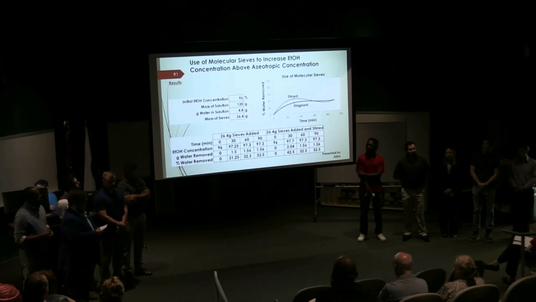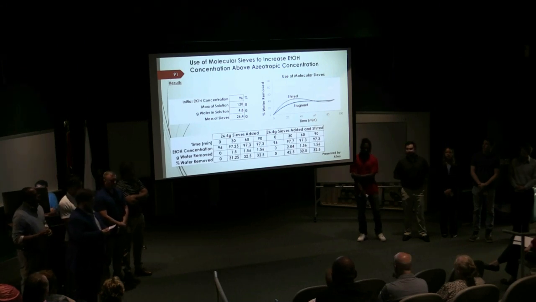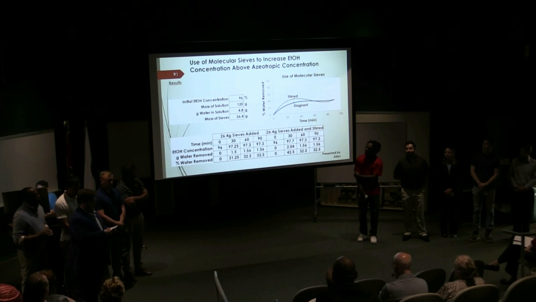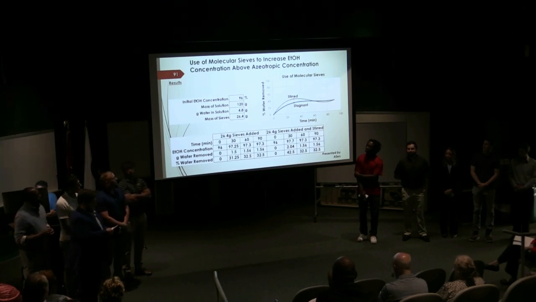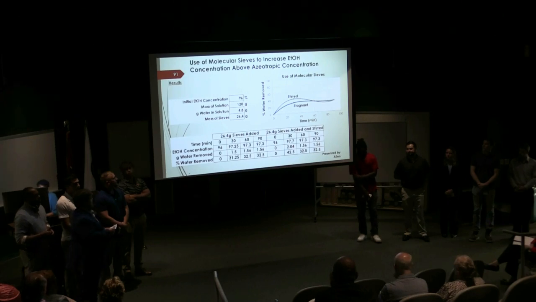Here are the experiment results. We generated a 96% ethanol solution from absolute ethanol. We added 10% excess mass of sieves based on literature values. We measured the concentration in 30-minute intervals over an hour and a half. As you can see, in both experiments, we removed 33% of the available water.